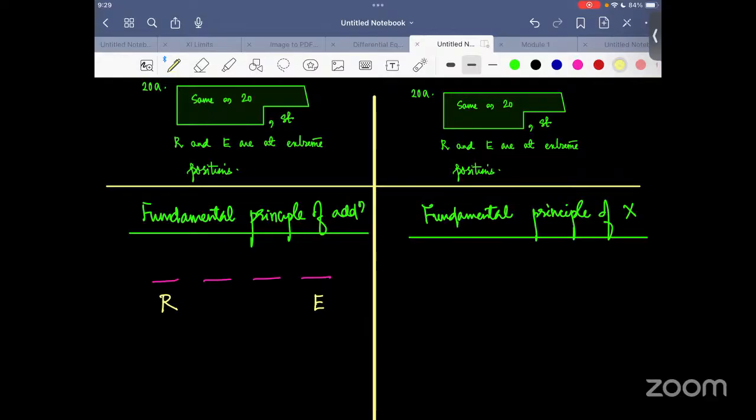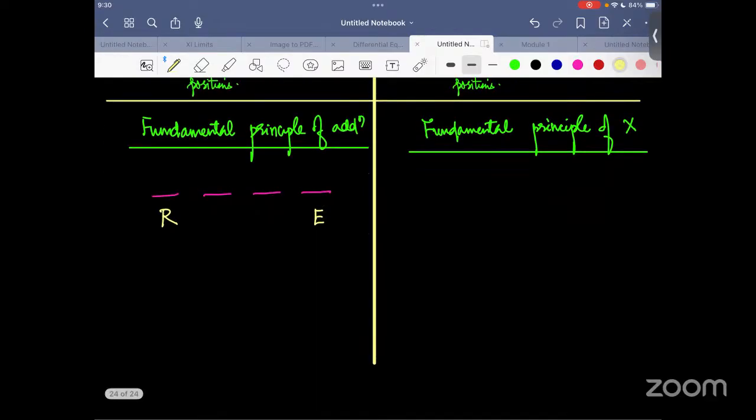Is it clear? So when R and E take the extreme position, let us give R to the first place and E to the second place. When I give R to the first place, E to the second place, now I'll ask myself this question: who can come in the second place? Because this is taken by one way. Work is not over. Who can come in the second place?